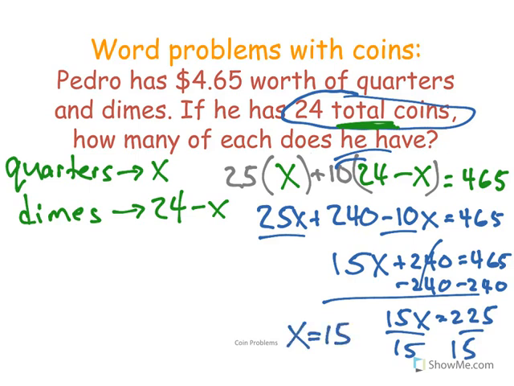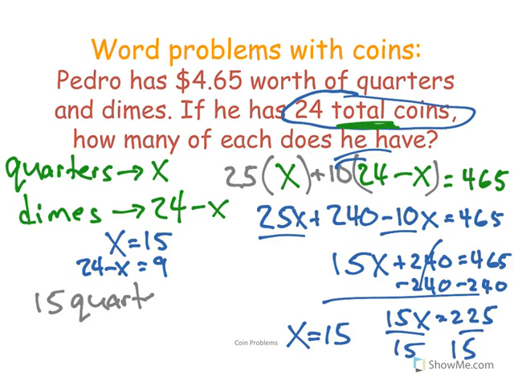Well, we didn't answer the question, right? So if X is equal to 15, 24 minus X is 24 minus 15, which is 9. Now, we still didn't answer the question. Well, X is the number of quarters, so I would expect that I have 15 quarters and 9 dimes. So 15 quarters is $3.75. My 9 dimes is 90 cents. That adds up to $4.65, right? That's our check.